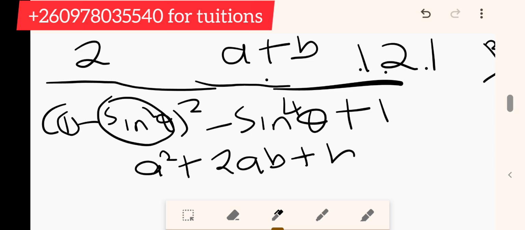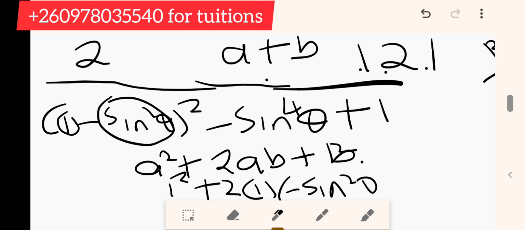Now, are you noticing something here? The powers of a are decreasing and the powers of b are increasing. That is Pascal's triangle in the binomial theorem. Now, your a is 1 here. So let's see how we can expand this. A is 1, so I'm going to have 1 squared, then plus 2. Your a is 1 and your b is negative sine squared theta. Then plus your b again, negative sine squared theta, squared there.